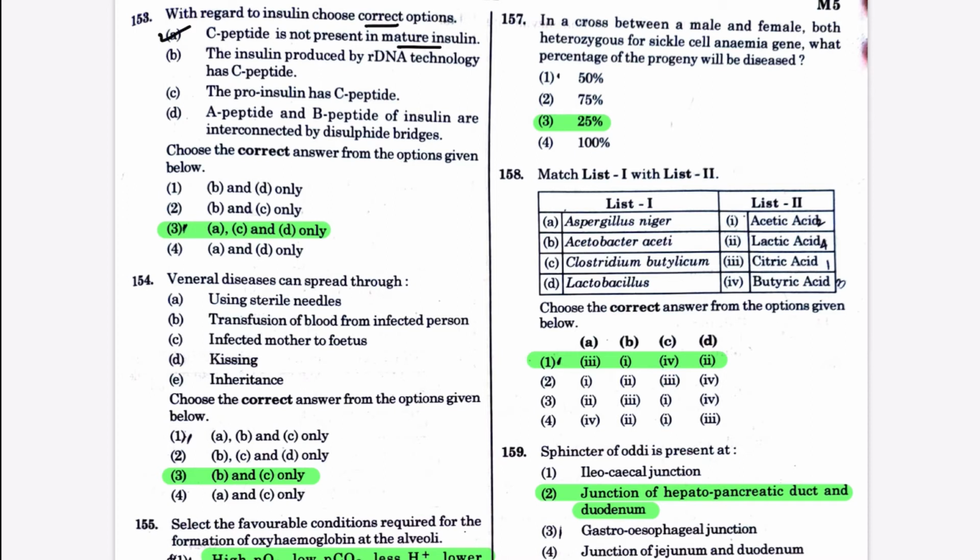The insulin produced by the rDNA technology has C-peptide. No. Okay. So the insulin produced by rDNA technology, they didn't involve C-peptide. They just took A peptide and B peptide. Okay. Proinsulin has C-peptide. This is right. The A peptide and B peptide are joined together or interconnected by disulfide bridge. Yes, this is right. So A, C and D would be right. B is not correct because in rDNA technology they will directly take A peptide and B peptide and then they will just connect both by means of disulfide bond.